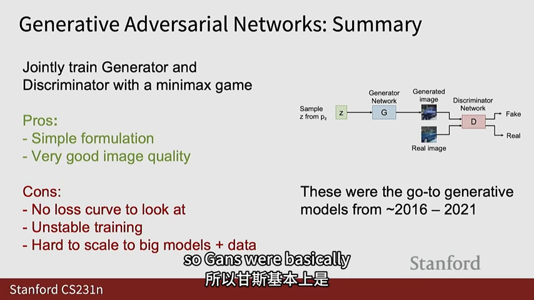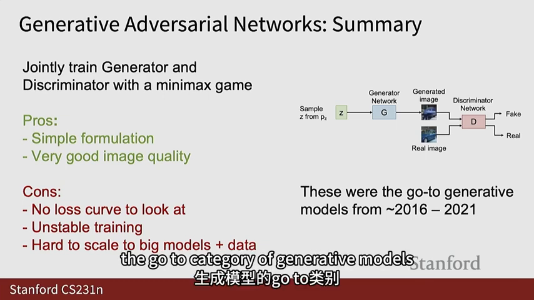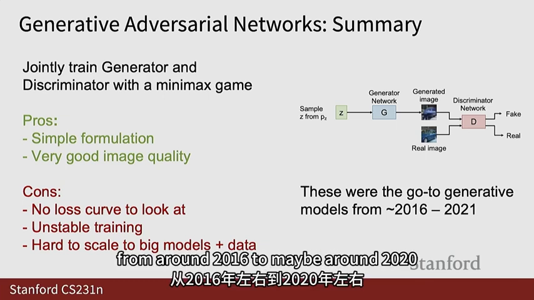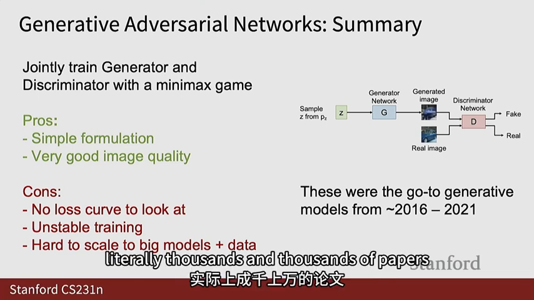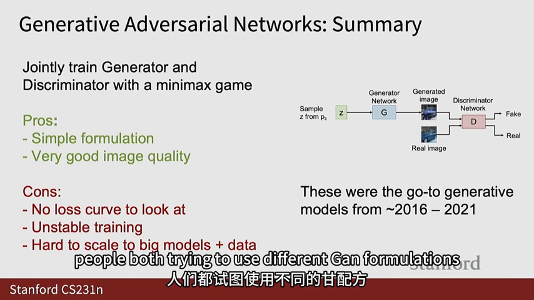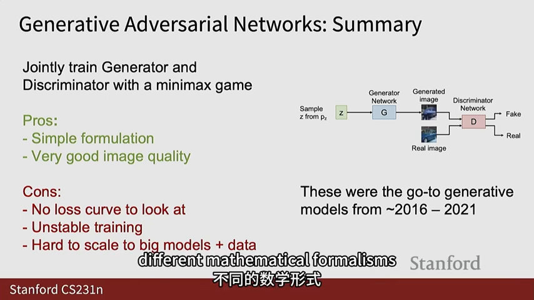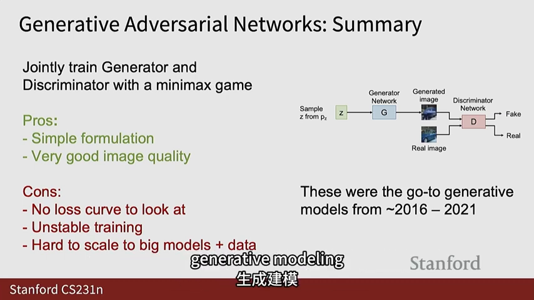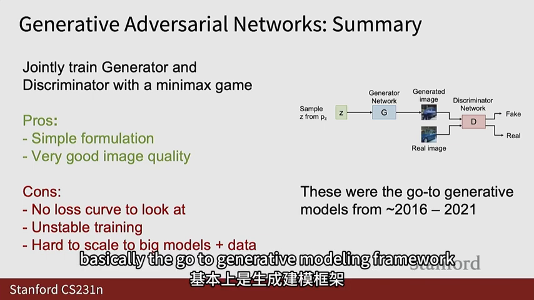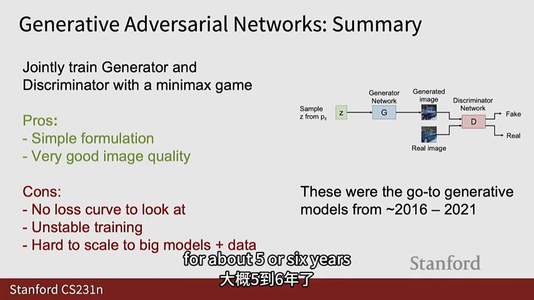So GANs were basically the go-to category of generative models from around 2016 to maybe around 2020, 2021, something around there. And in those 5 years, there were literally thousands and thousands of papers, people both trying different GAN formulations, different loss functions, different mathematical formalisms, as well as applying GANs to all kinds of different generative modeling tasks that you can imagine. So this was basically the go-to generative modeling framework for about 5 or 6 years.